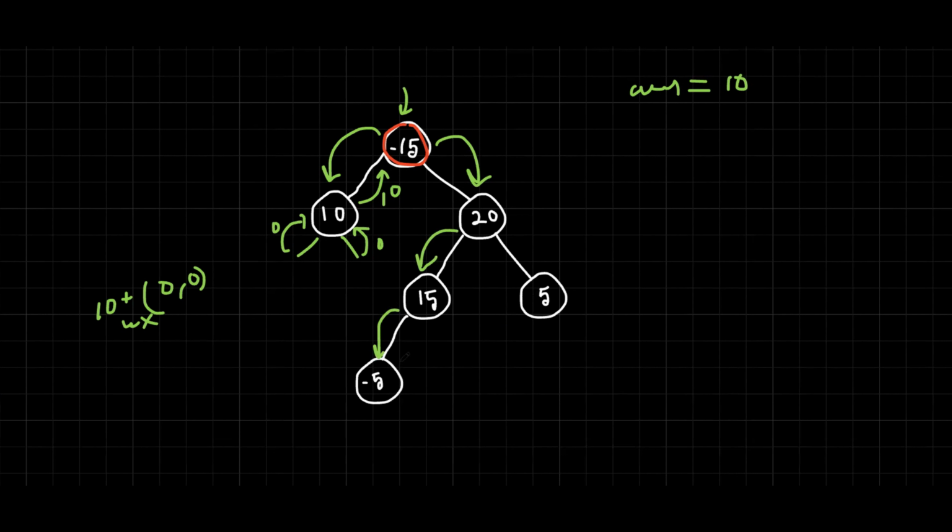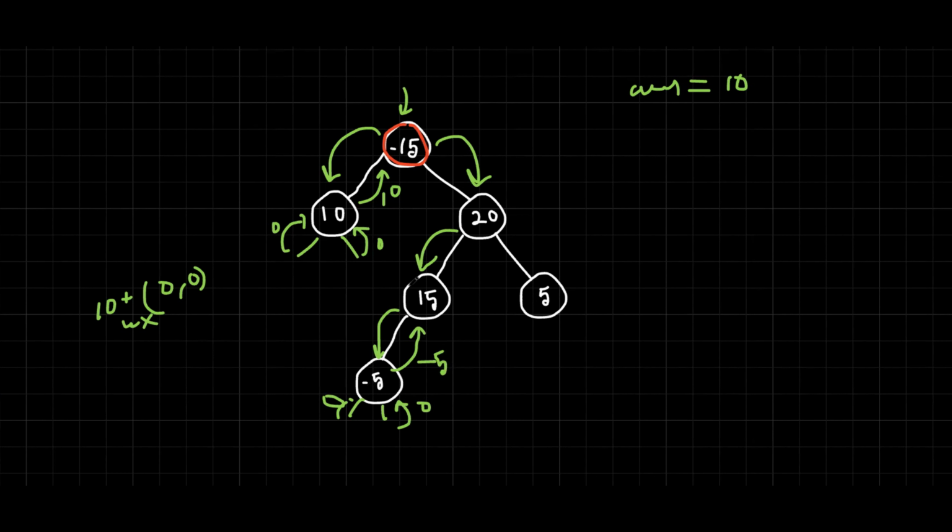And what is the value? Return the node -5. The -5 will return -5 plus maximum of 0 and 0, because its left and right children are returning the value 0 itself. So it will return -5.